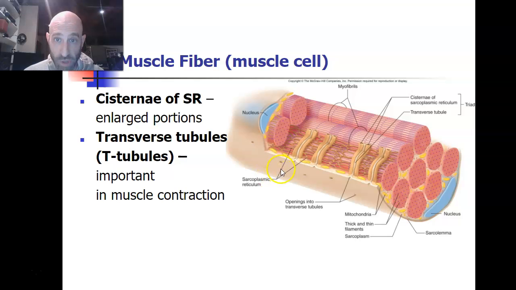One other thing I want to point out to you are these little things called T-tubules, or transverse tubules. They're little holes on the outside of the muscle. So if you take a look here on the outside of the muscle cell, there's those little holes. And what they are, they're not just holes, they're tubes. And they're tubes that run deep into the muscle fiber. And they're called T-tubules.